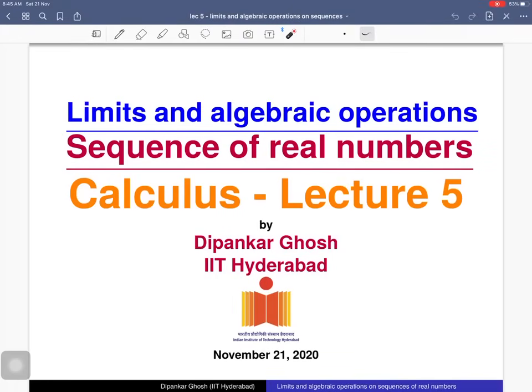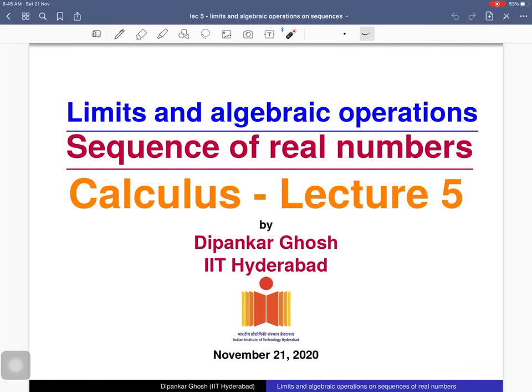Welcome to the fifth lecture on sequence of real numbers. Today we will discuss the relation between limits and algebraic operations. So if we consider two convergent sequences, then we have seen that we can add those two convergent sequences. And today we will see what is the limit of the summation of those two convergent sequences.